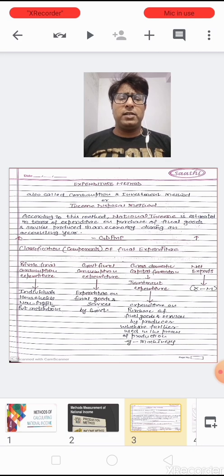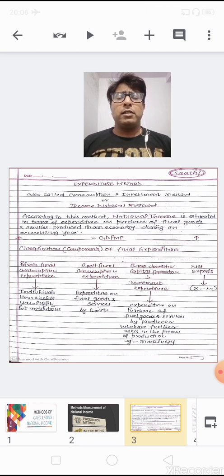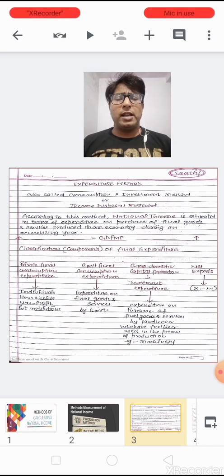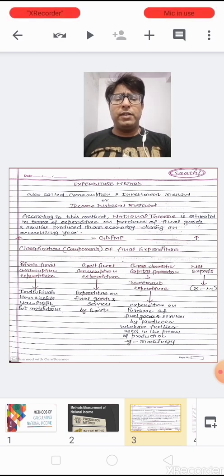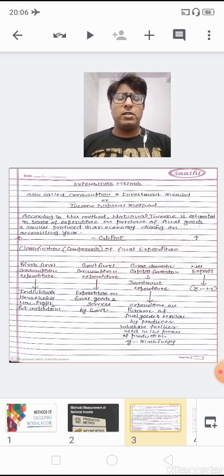In the previous method, which we call the income method, we learned the different sources of generating income, and on the basis of those factor incomes we found the national income. Now today we will learn how we can find the national income by the expenditure method.